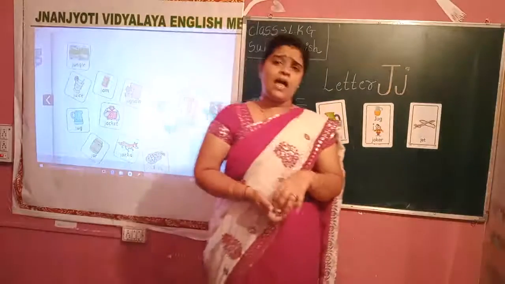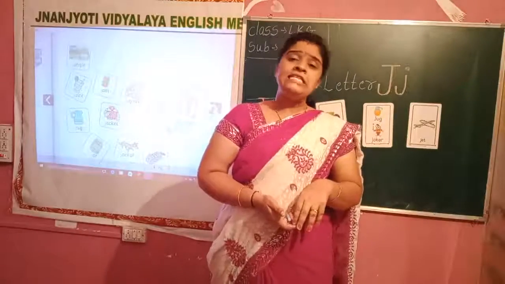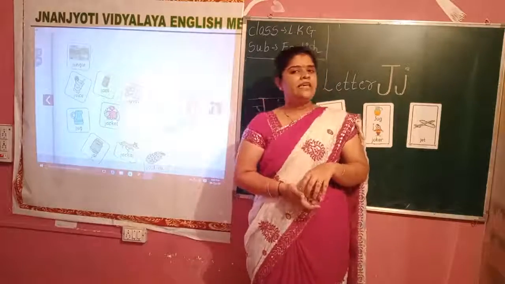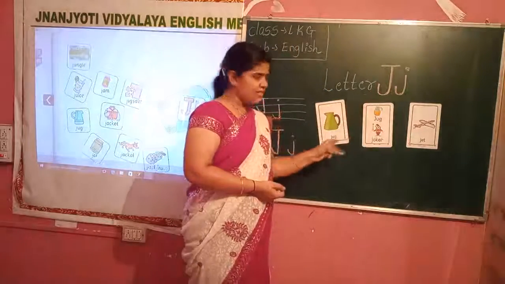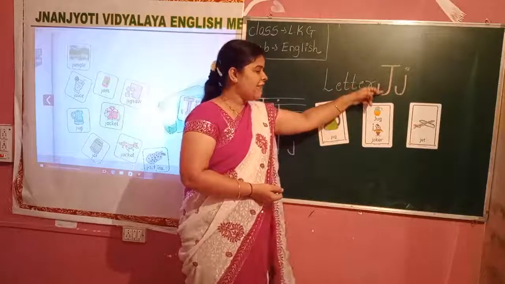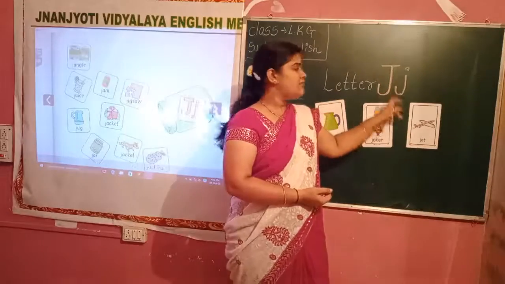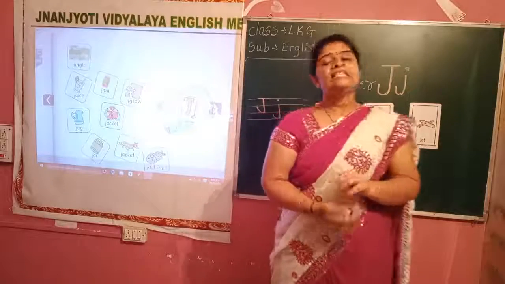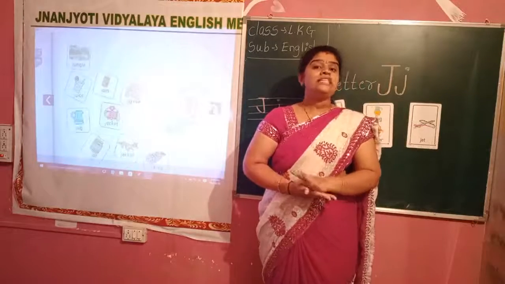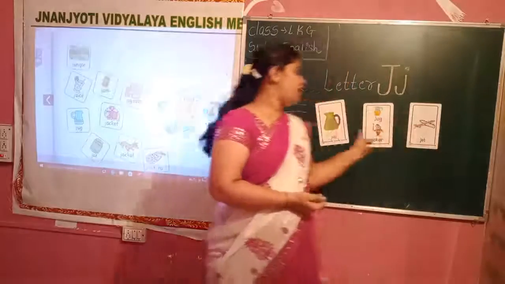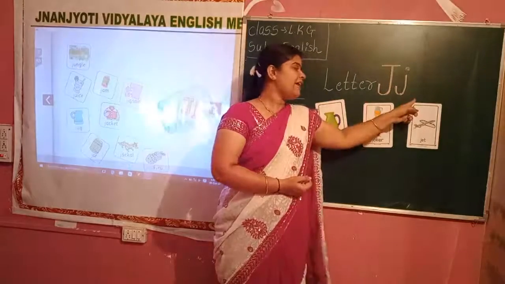Okay. J sounds. J makes the sound j. Examples: J for jug. J for joker. J for jet. Hey children, j sounds. J for jerk. J for joker. J for jet.